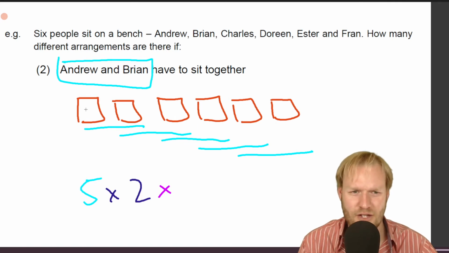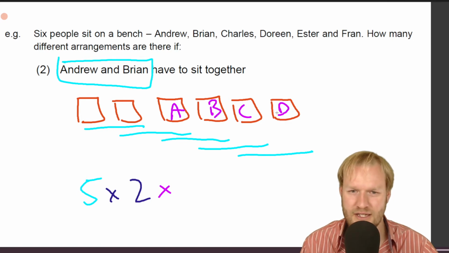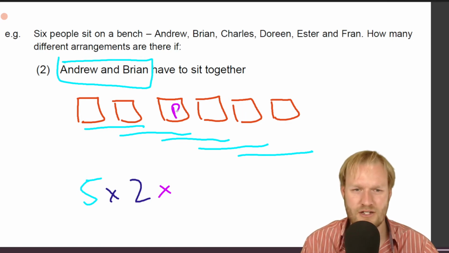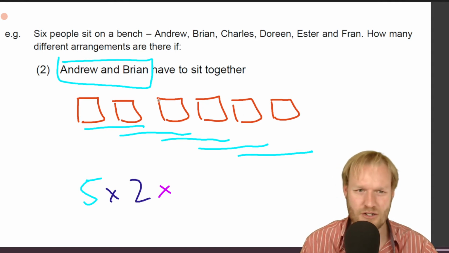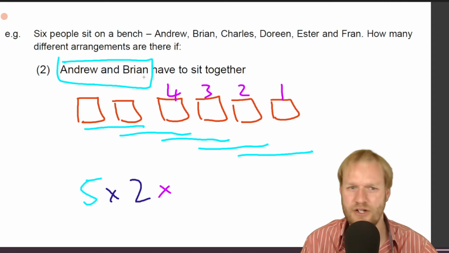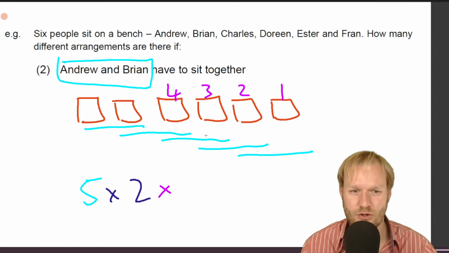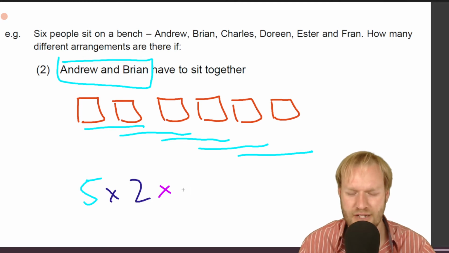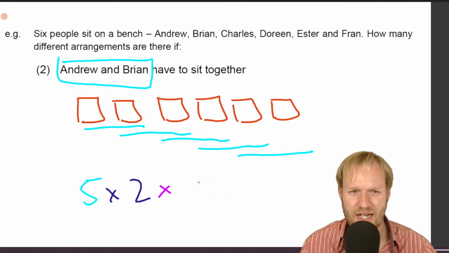So, if Andrew and Brian sat over here, we could have A, B, C, D, or we could have had B, A, C, D, etc. So in other words, there could have been 4 ways to seat this one, 3, 2, and 1. And that 4, 3, 2, 1 could have been in any of the other 4 ways of doing it. So for this third bit of our working out, we're saying how many ways can the others sit together?